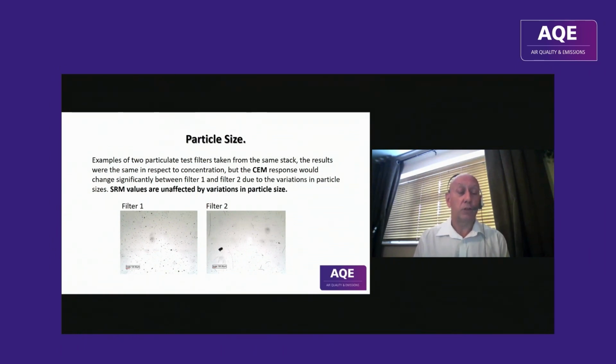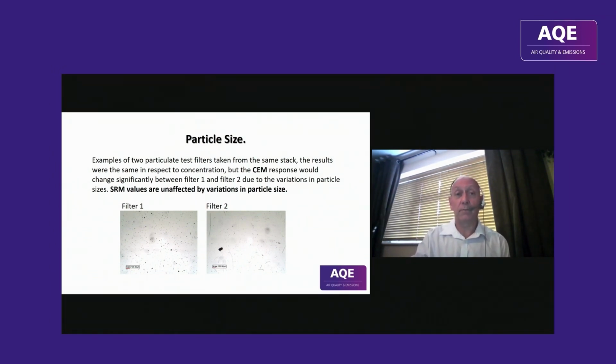Ultimately, the concentrations on both of these filters were the same after the filters had been weighed, but the continuous emission monitor response would change significantly between filter 1 and filter 2 due to the variations in particle size. Again, just to confirm, the standard reference method test for particulate matter, EN 13284 part 1, is unaffected by variations in particle size.